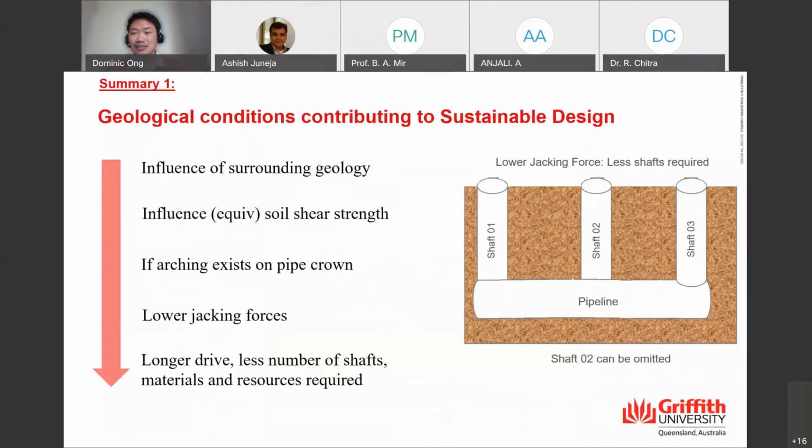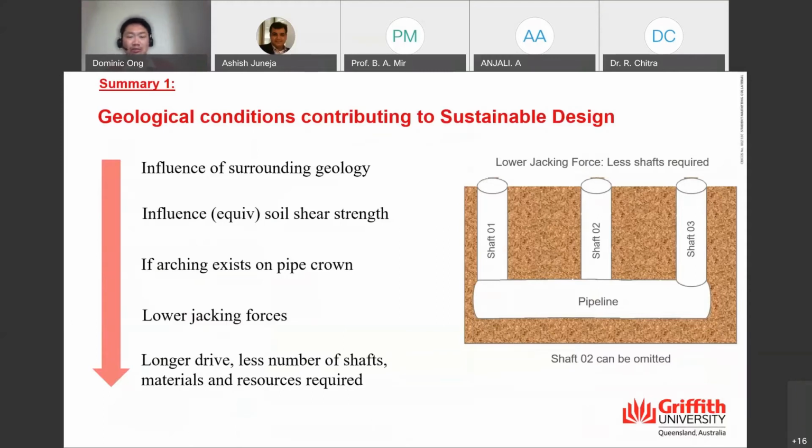So from our journey, we have found that the influence of surrounding geology is tremendous on a lot of soil structure interaction work. It influences the equivalent soil strength. Of course, I believe that some of you may have other methods to characterize your sample, but to us, using the power law and the generalized tangential approach has been very reliable, and we continue to develop that along the way.